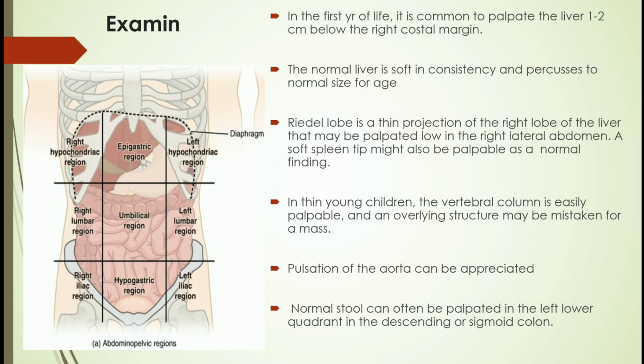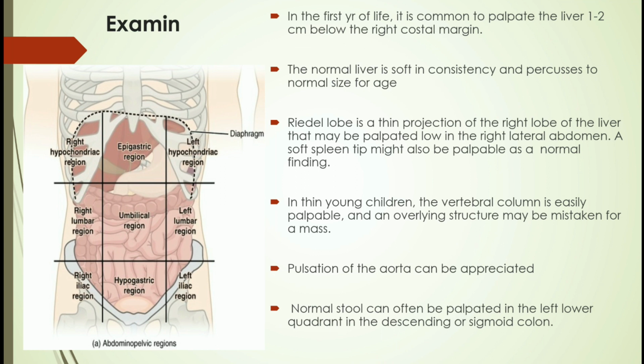Let's discuss some normal findings of examination. In the first year of life, it is very common to palpate the liver. Let me explain the general physical examination a bit. We will start the examination from top to bottom, right? First we will examine the abdomen superficially. We will palpate the abdomen, right? It should be soft and non-tender.